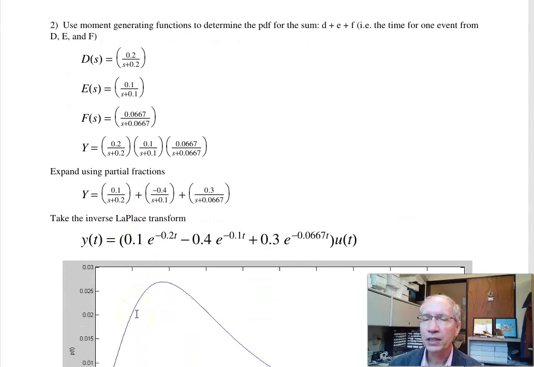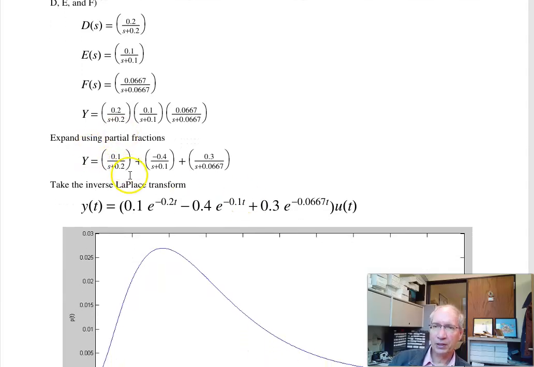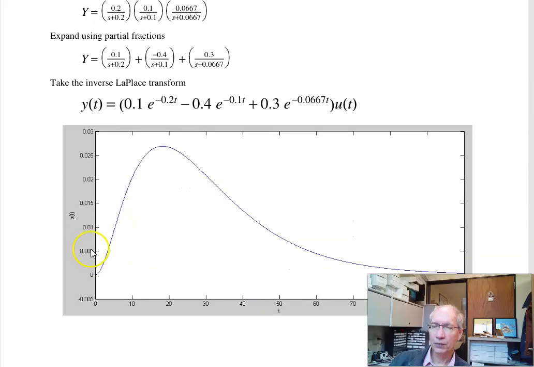Problem 2 is use moment generating functions, i.e. Laplace transforms, to find the PDF of e plus d plus e plus f. So again, you convolve in the time domain, you multiply in the Laplace domain. So multiply the Laplace transforms together, do partial fraction expansion, and what you wind up with is 0.1 e to the minus 0.2t minus 0.4 e to the minus 0.1t plus 0.3 e to the minus 0.06t, which looks like this.